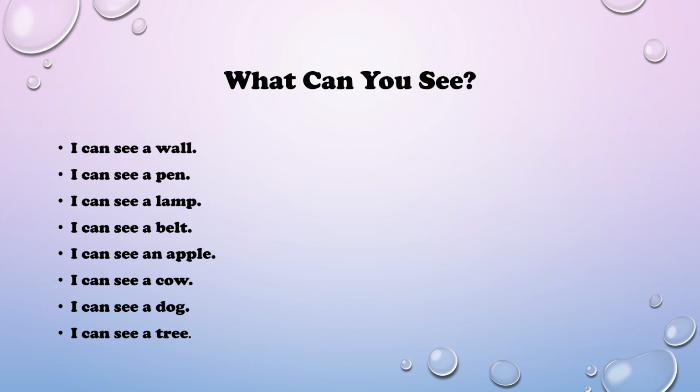I can see a wall. I can see a pen. I can see a lamp. I can see a belt. I can see an apple. I can see a cow. I can see a dog. I can see a tree.